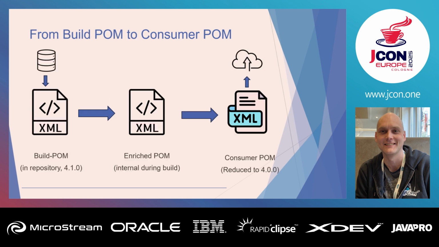To have it a little bit more visual, the build POM is the one you have in your repository. It might get upgraded to 4.1 if you want to. Then during the build, we generate an enriched POM with all information laid out, which you hide behind properties and variables, whatever. And finally, a consumer POM is generated at the end of the build or during the build. And this is a POM which will also get uploaded to Maven Central to be consumed by other tools and dependencies.